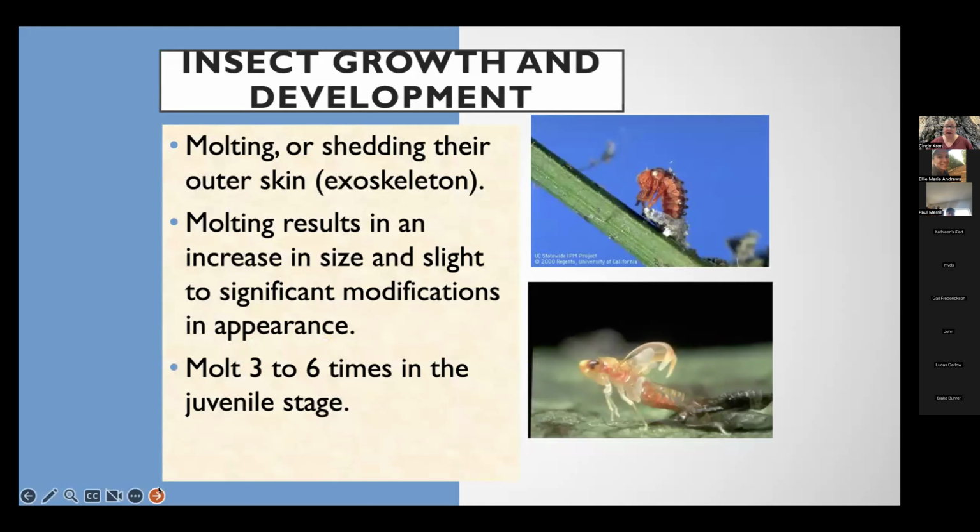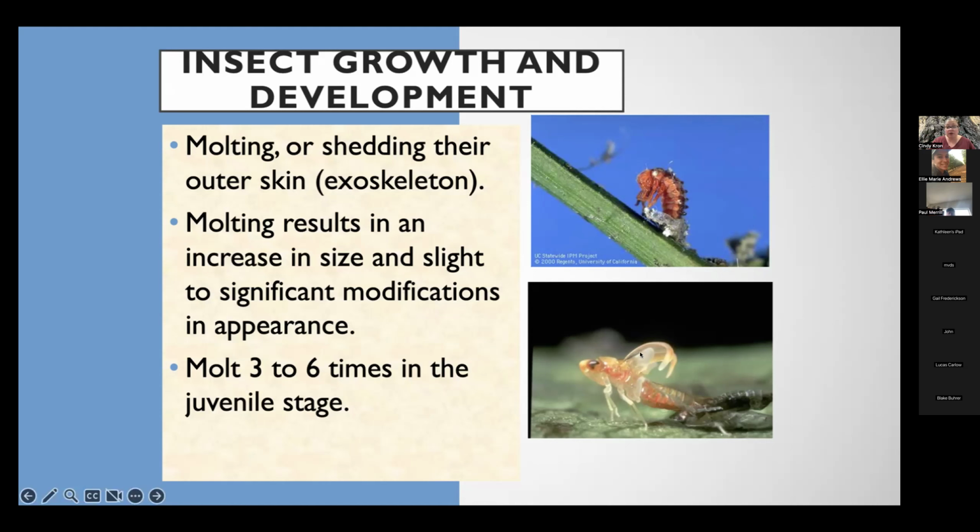Molting, or shedding their outer skeleton, is their exoskeleton. You can see the photo on the right of the larvae emerging from the skin. And also here at the bottom, this is a leafhopper emerging. Usually when they first emerge, the coloration is very different than the normal coloration of the immature stages.